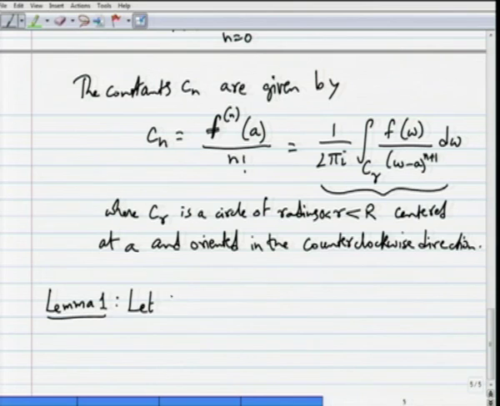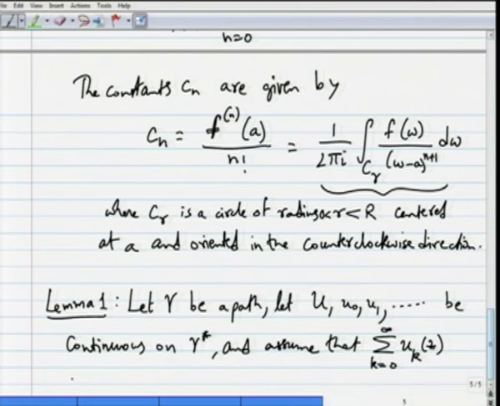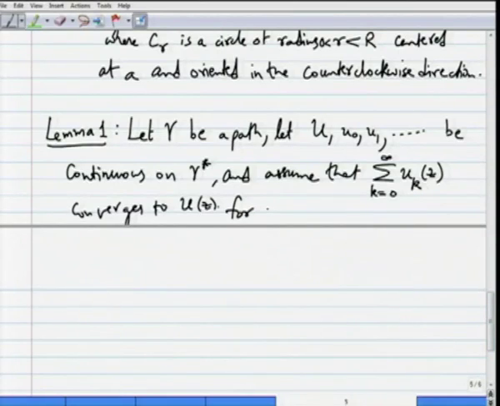So, here is lemma 1. Let gamma be a path, and let u, u_0, u_1, etc., any u_n for that matter, n belonging to the non-negative integers, be continuous on the trace of gamma in the complex plane, and assume that the sum over k equals 0 through infinity of u_k(z) converges to u(z), which is pointwise convergence, for all z belonging to gamma star, the trace of gamma in the complex plane.